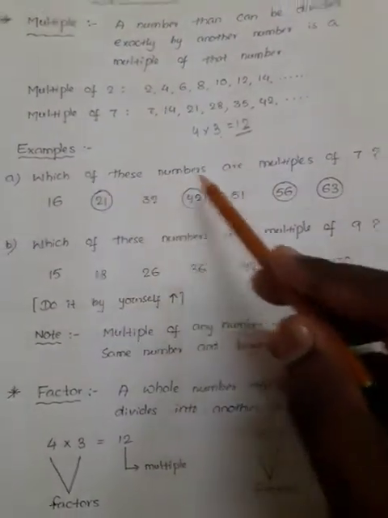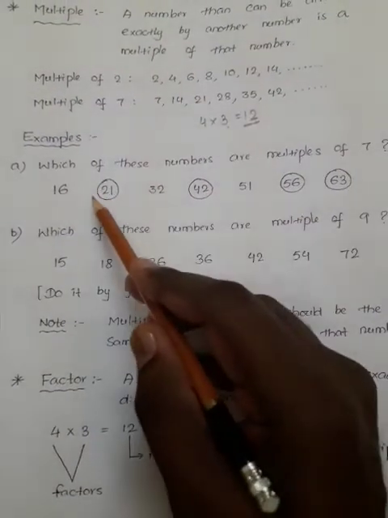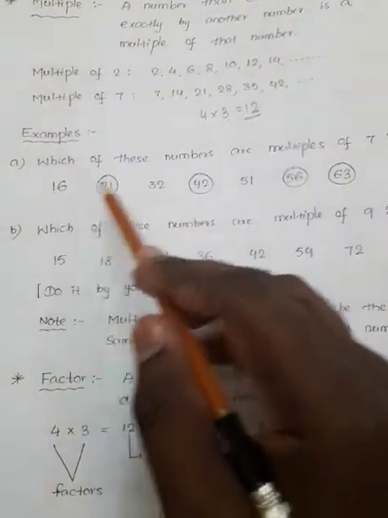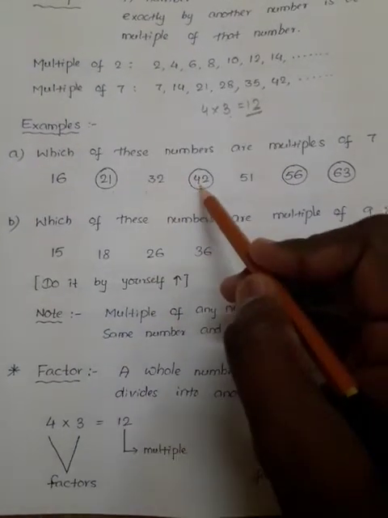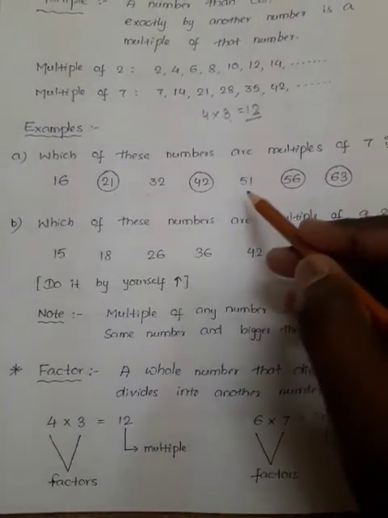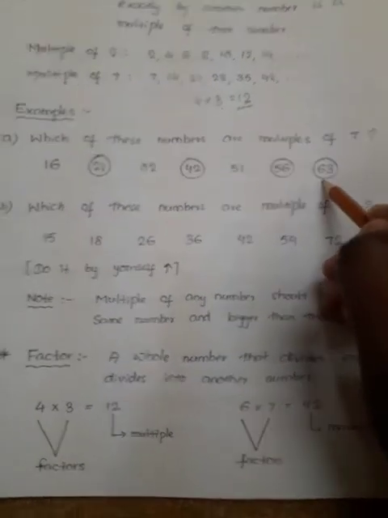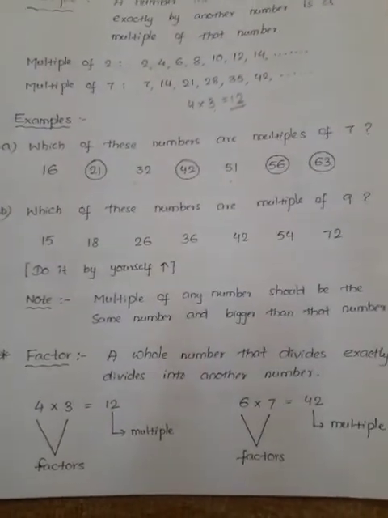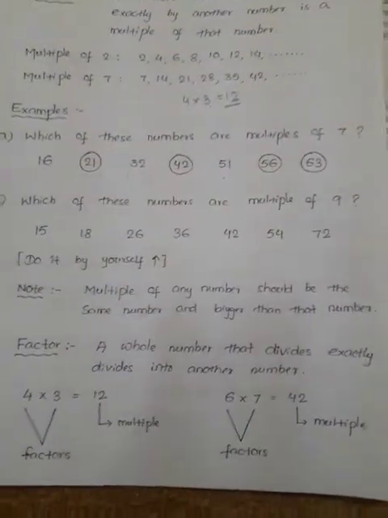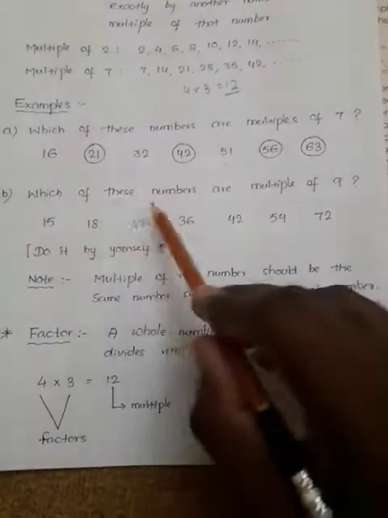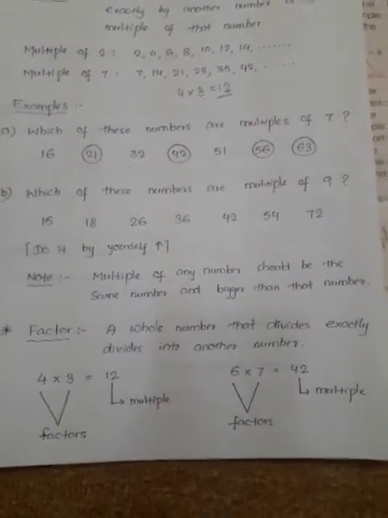Now some examples. Which of these numbers are multiples of 7? Look here, 7 threes are 21, yes. 16 is not in the 7 table, 32 not in the 7 table, 42 is in the 7 table, 51 not in the 7 table, 56 is in the 7 table, 63 is in the 7 table. That means multiples are the answers of that table. Next one: which of these numbers are multiples of 9? You can do this one by yourself.